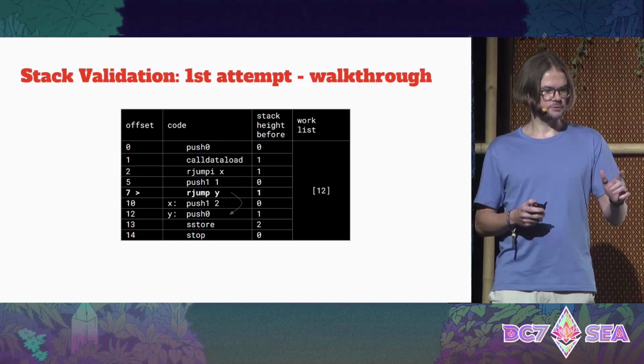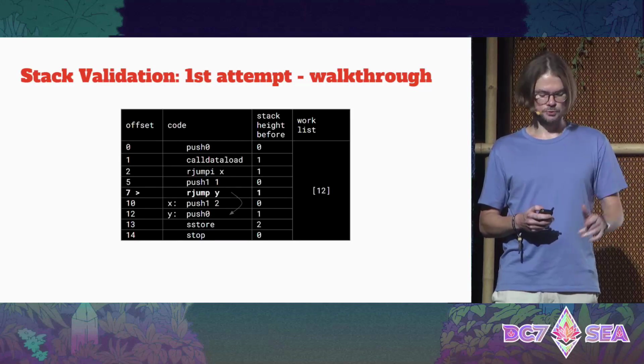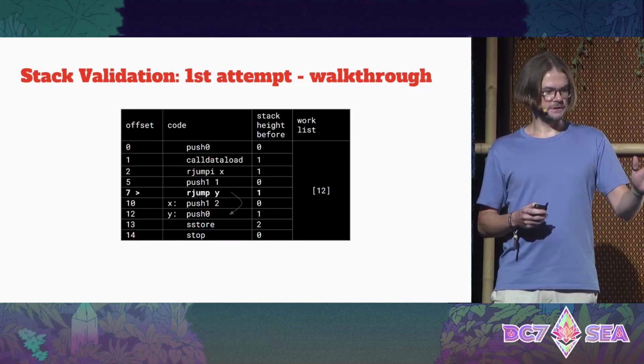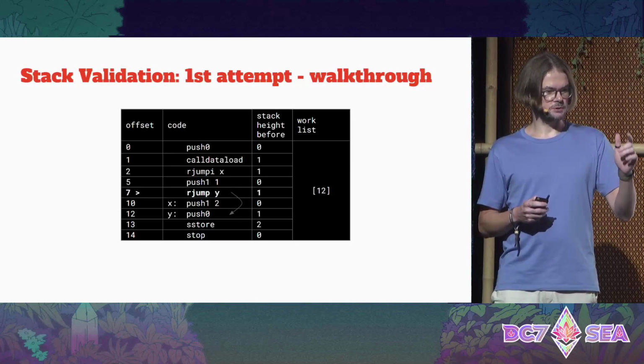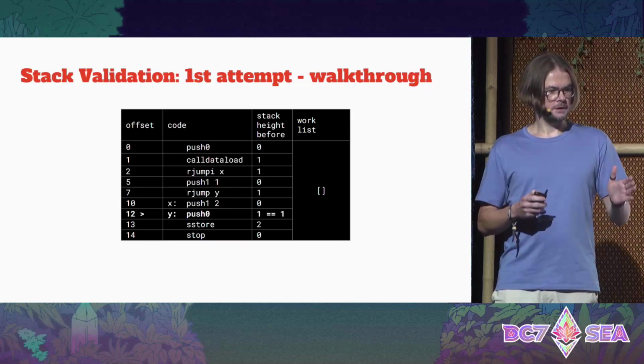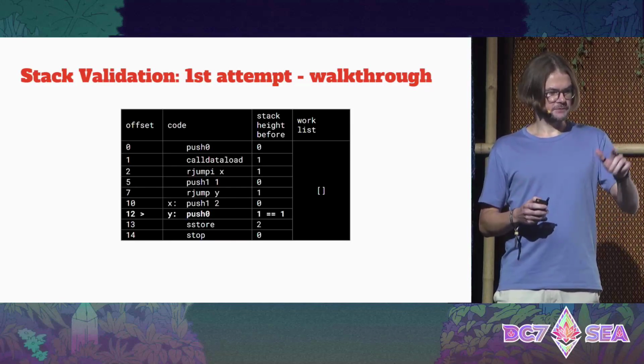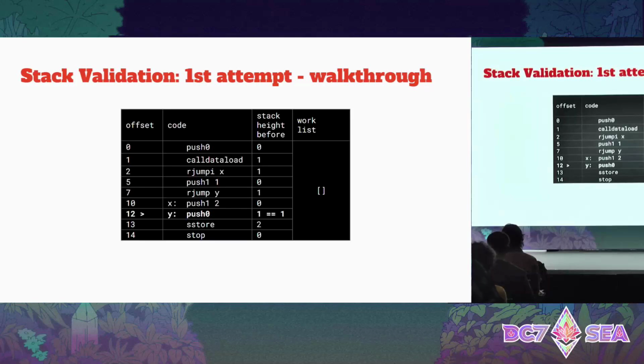At this point, we have to check whether the current stack height is equal to what we have recorded for this target before. It was 1 previously, and stack height is also 1 after this RJUMP, so 1 equals 1, and so this is valid. We do not revisit this branch anymore, and then we do not have anything else in the work list, and this concludes the validation. This code is valid in the end.